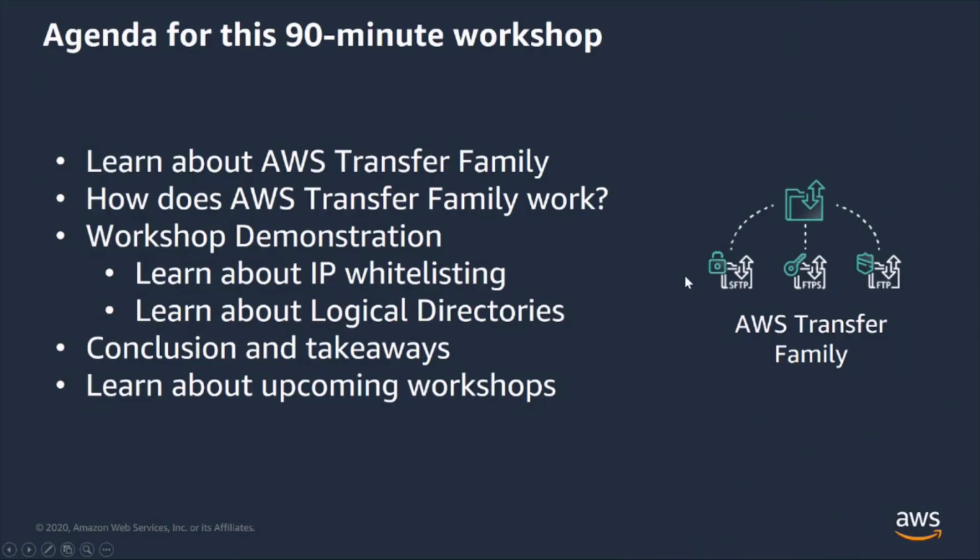So today's activity is all about learning more about the AWS Transfer Family. We're going to cover a little bit about how the Transfer Family works, and then I'm going to pivot into a workshop where we'll demonstrate the Transfer Family, including IP whitelisting, which is a way of securing your endpoints and preventing unwanted access. We're also going to learn about logical directories, which is a way that you can secure your users into specific directories inside of your S3 buckets. At the end, we'll come back to this presentation and we'll wrap up.